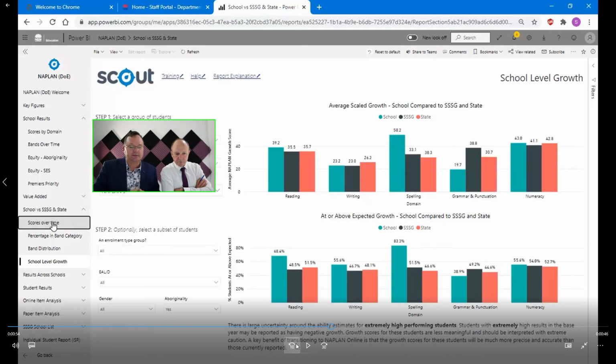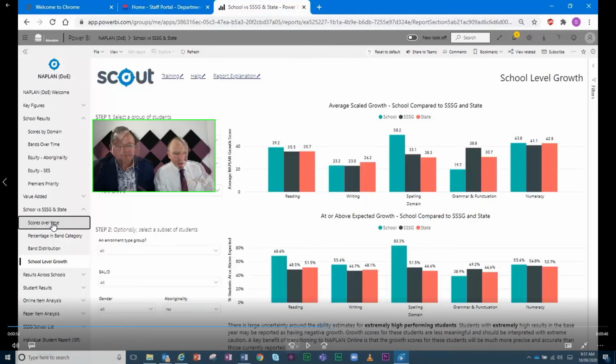And look at spelling there, 83%. A great result, because I'll draw your attention, Steve, to the slicer down the bottom. This is the Aboriginal students in this cohort at this school. Which, James, if you go to the top section, if we're going to close the disparity gap, we need the school results to be above state and similar school groups, and they're doing that in everything bar grammar and punctuation.